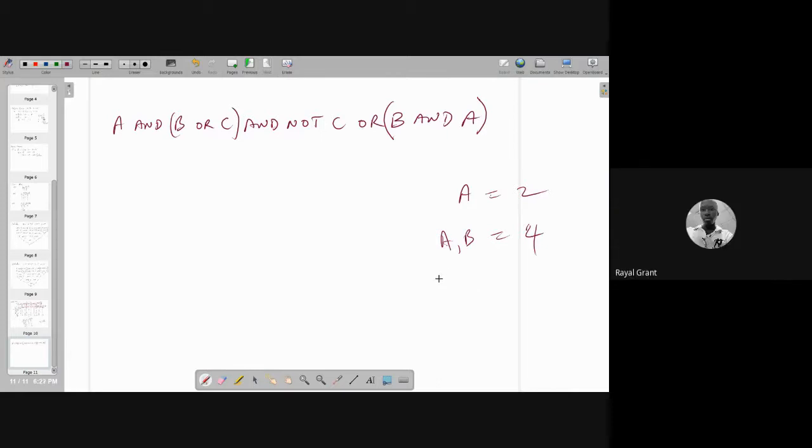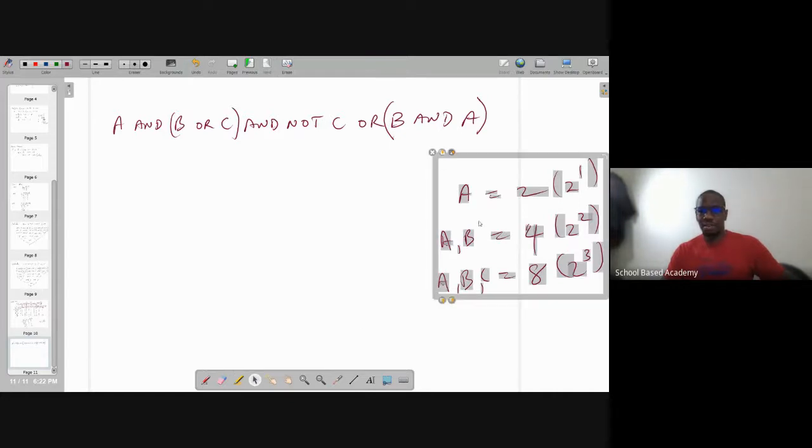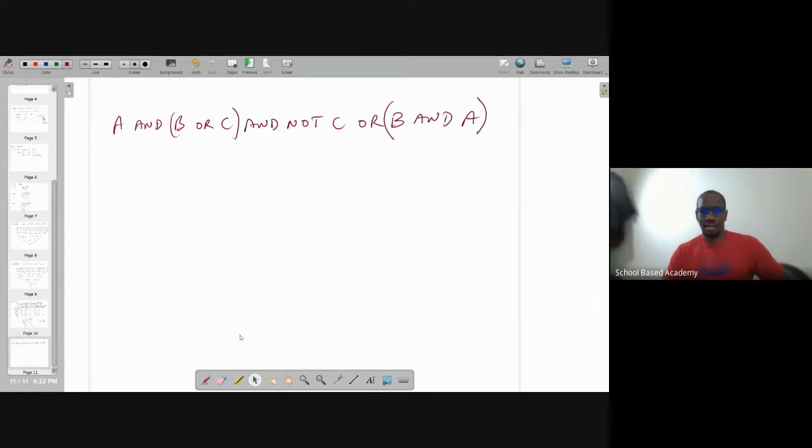2 to the power of... And if you have 3 variables, A, B, and C, you'll end up with 8. This is 2 to the power 1, this is 2 to the power 2, and this is 2 to the power of 3. So it's just something to note, that you can count the amount of variables and you'll know how many possible combinations you will have. I'm going to put this a little more to the side, because this is more of a side note thing. It'll still be in the notes.